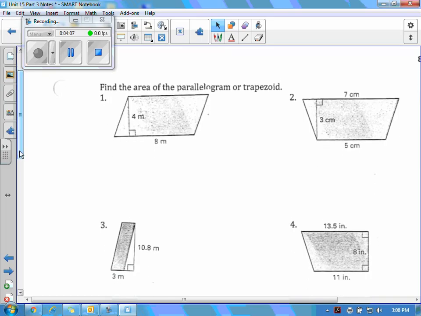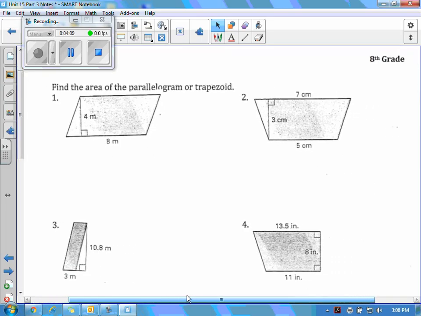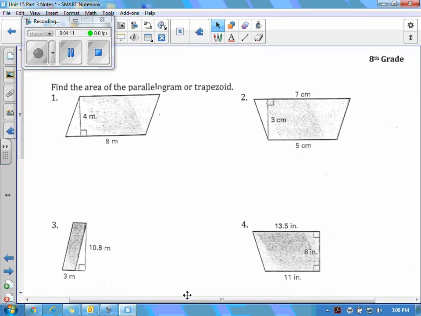Alright, on the back side, we have quite a few examples. It says to find the area of the parallelogram or the trapezoid. So the first thing you have to do is be able to recognize whether it's a parallelogram or a trapezoid. The first one is a parallelogram because it's got two sets of parallel lines. The top and the bottom are parallel, the left and the right are parallel.